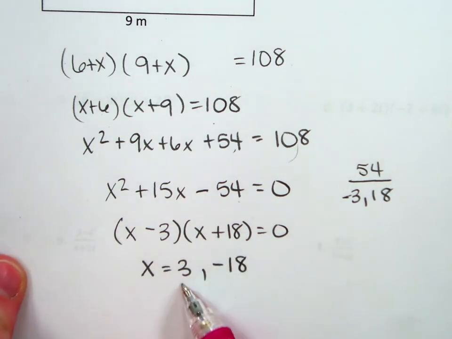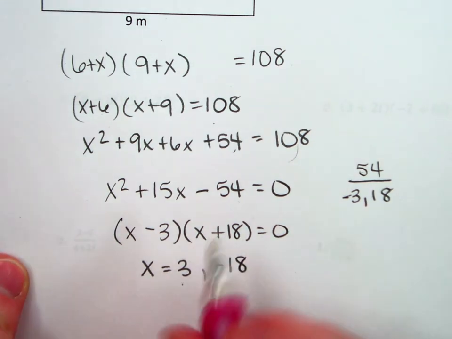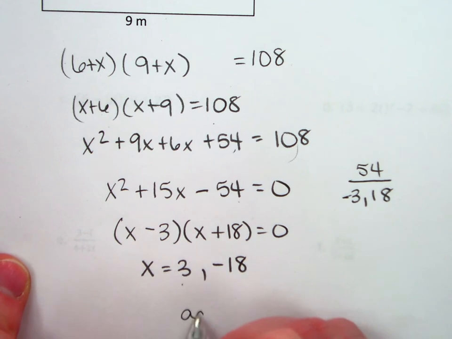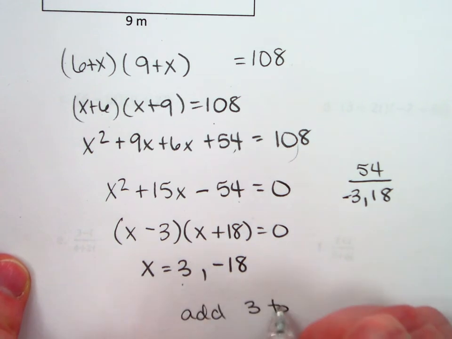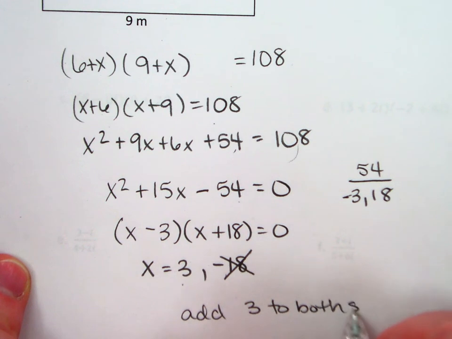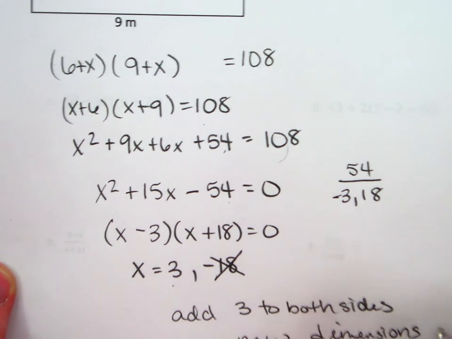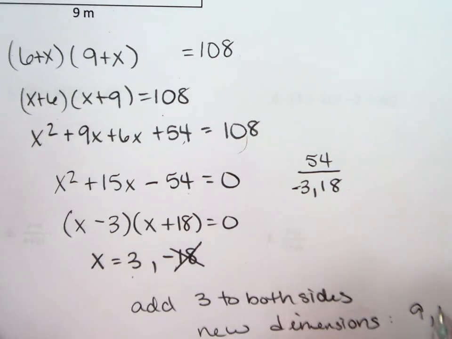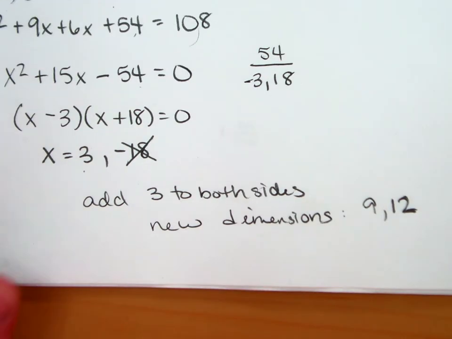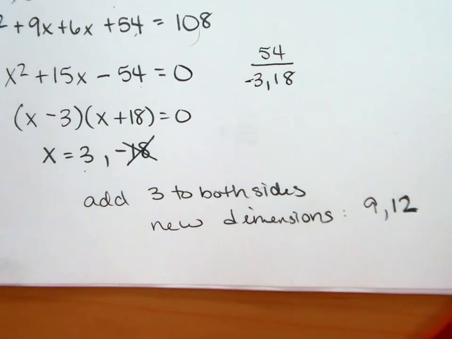Real life situation, the only one that works is 3. So add 3 to both sides. New dimensions: 9 and 12. So there we go. That's lesson 4.3.